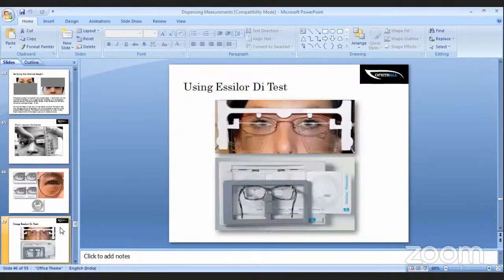Segment height can also be measured using a tool introduced by the SCO. This is a scale which measures the PD and the segment height in one go. You can see it's very simple. You just need to align this line with the center of the pupil, and it gives you the height as well as the IPD.